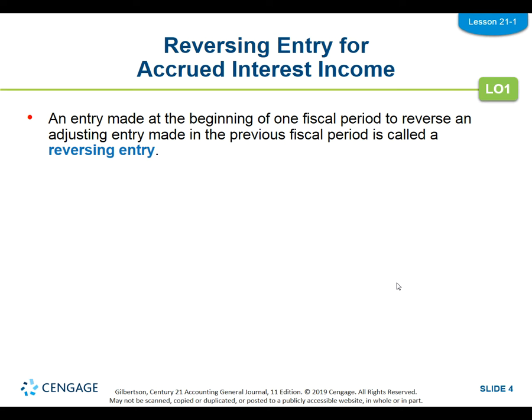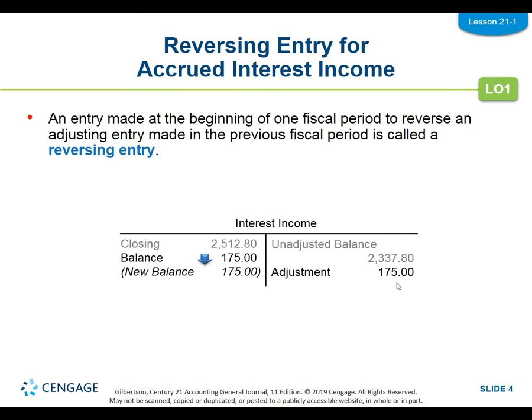Okay? And so you'll make adjusting entries at the end of a fiscal period to put that information into where you actually are earning it. And then when you get done after that period, generally like at the beginning of January, you will reverse that entry to put that information back in. So when you pay it or receive the interest, it is clean at that point.